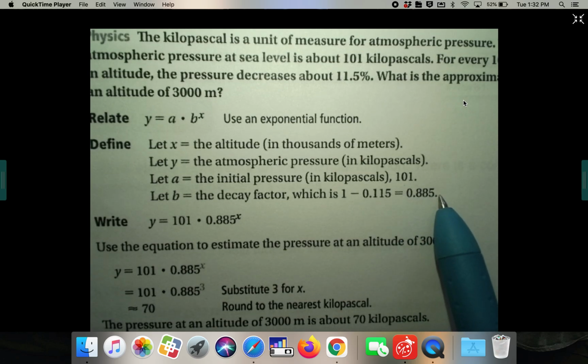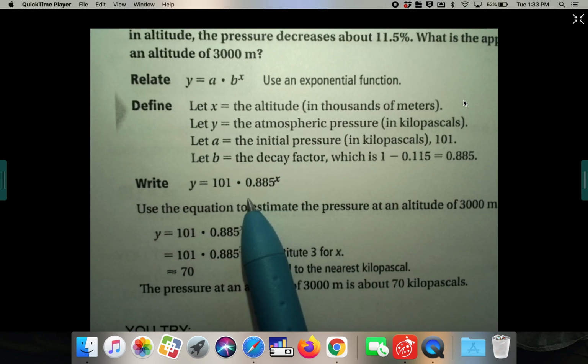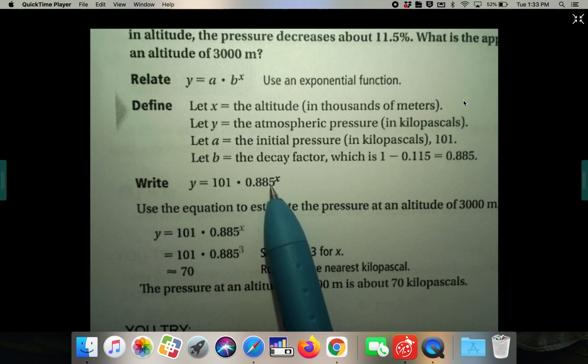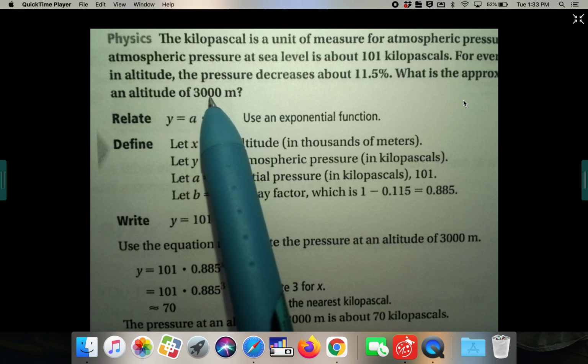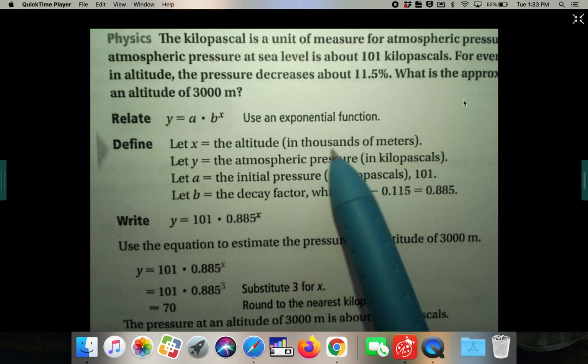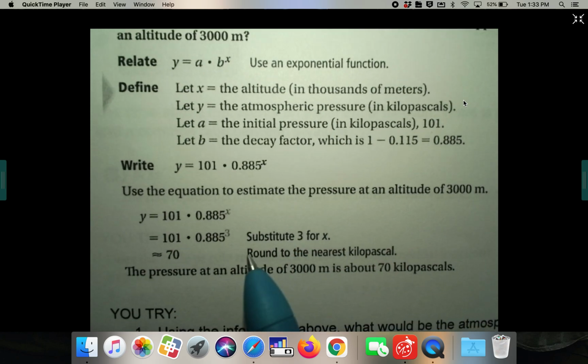And that makes sense because when you multiply by a number less than 1, it is going to shrink. And that's what we want because we're decaying here. So they've set it all up. Initial amount 101, 0.885 is our decay factor, and to the x power, and again, I told you we're going to plug in 3 for that because we want to know at 3,000 meters, but we're measuring it in thousands. So we just need to call 3,000 3.